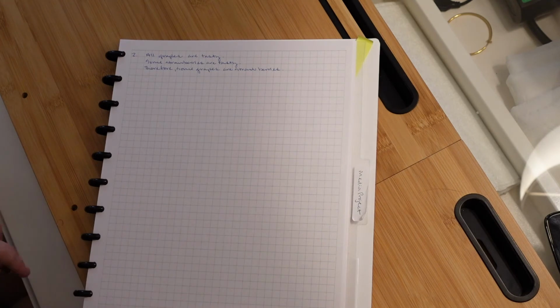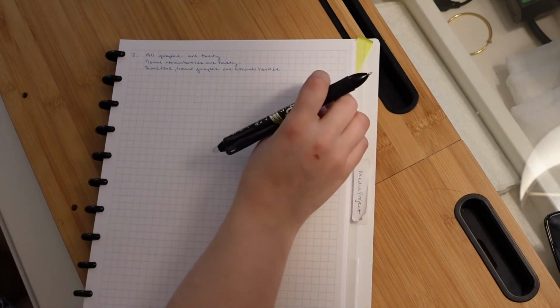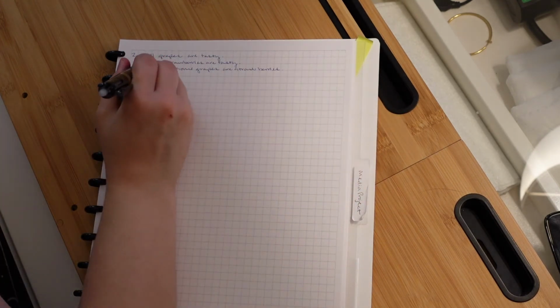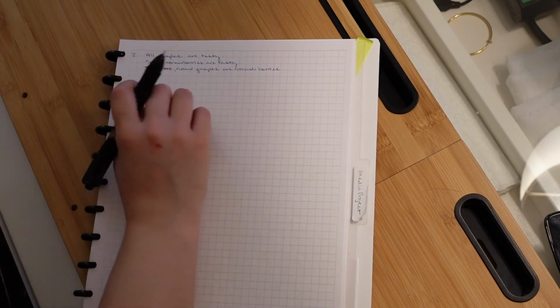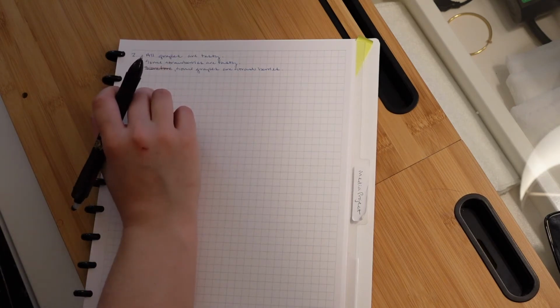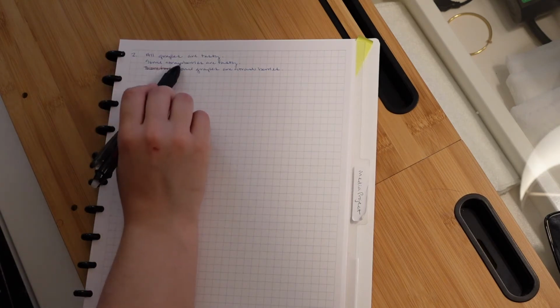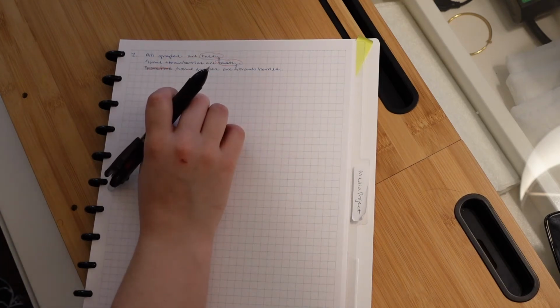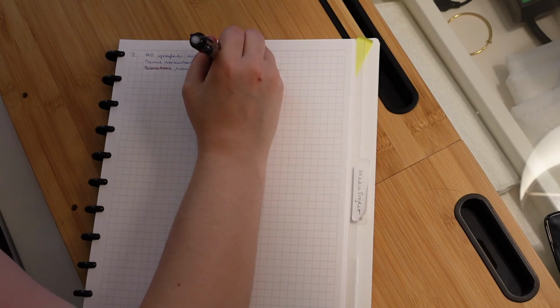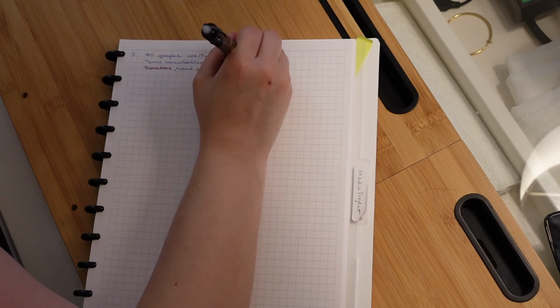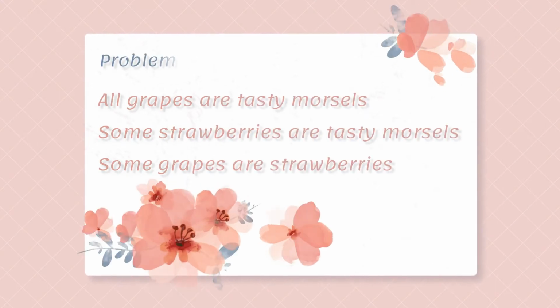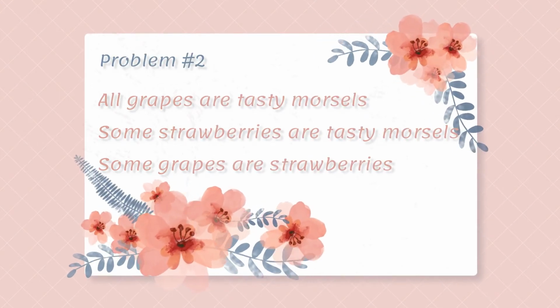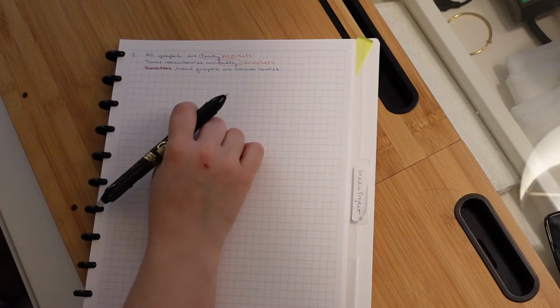First things first, we need to make sure this is a proper categorical syllogism. Therefore is unnecessary language. We don't need that. We need to have all nouns. Grapes, strawberries, those are all nouns. But tasty is an adjective. So we need to add tasty things. Morsels, whatever. I'm going to go with morsels. Bam, now we're dealing with all nouns.